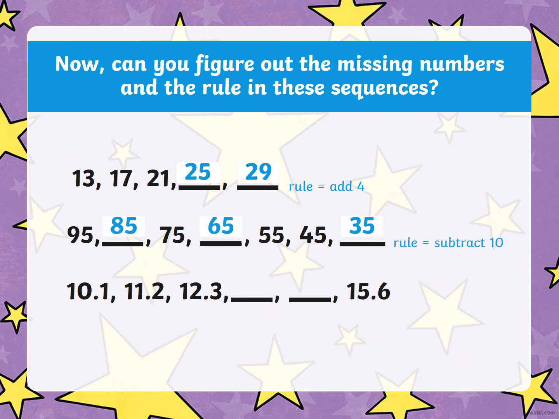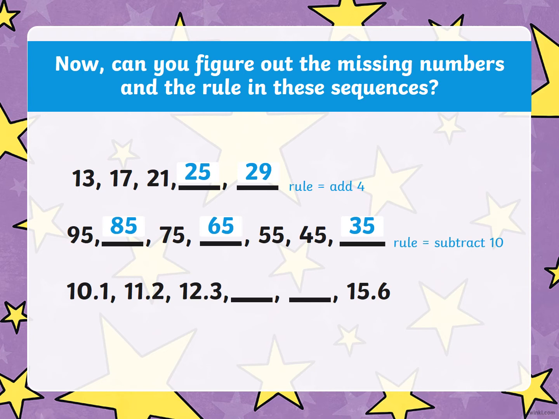Yes, it would give you 85. And then if you continue the pattern, taking away 10 each time, the numbers would be 65 and 35. Okay, well done. Now the bottom one is a decimal sequence. And if you think about this in terms of money, because we have worked on money, it would be £10, 10p, £11, 20p, £12, 30p. And then we've got 2 blanks and £15, 60p.